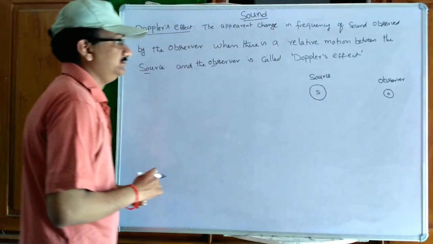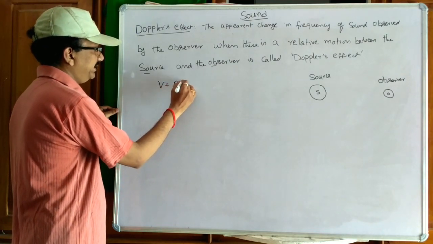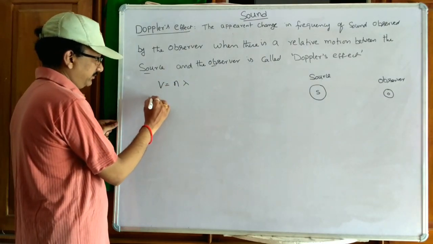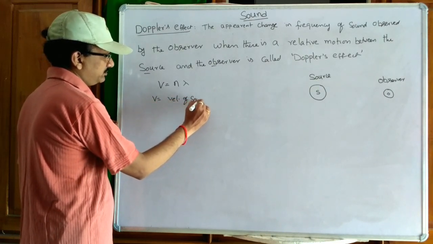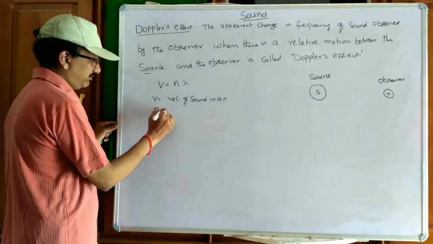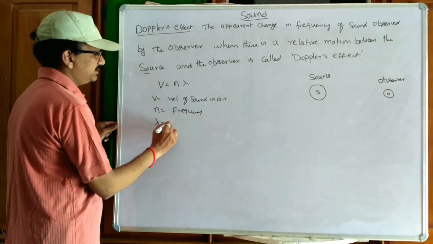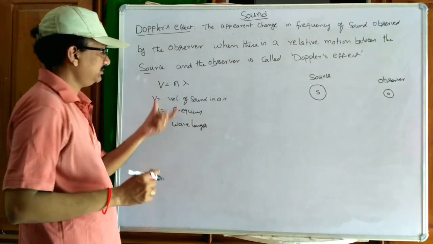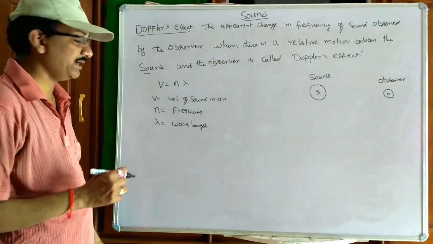For this we have to take one equation, that is V is equal to n lambda. Here V is equal to velocity of sound in air, n is equal to frequency, and lambda is equal to wavelength. So I have to remember this notation, V is equal to n lambda.